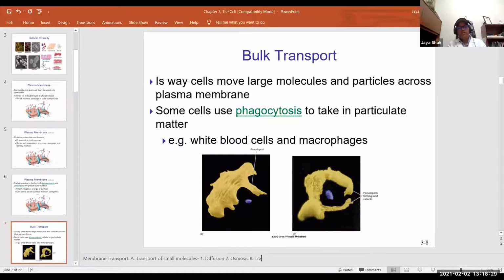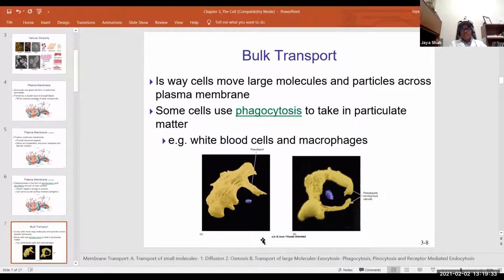And B is transport of large molecules. The transport of large molecules includes exocytosis and endocytosis, whose kinds are phagocytosis, pinocytosis, and receptor-mediated endocytosis. So these are the transport types.